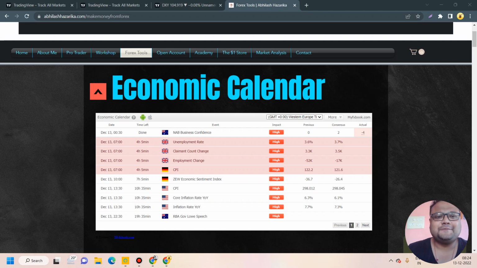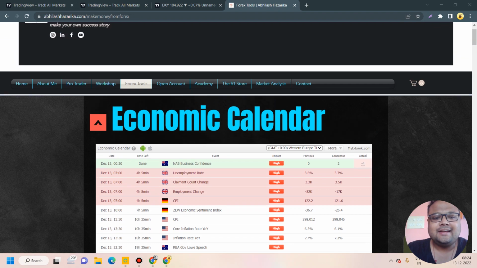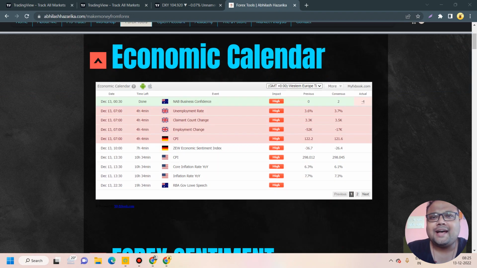So let's get started. This is the economic calendar, and the importance of this economic calendar is that today we have CPI. Finally, the day we were waiting for. In fact, the whole world is waiting for today's CPI. The inflation rate, okay, the previous was 7.7% and the forecast is 7.3%.